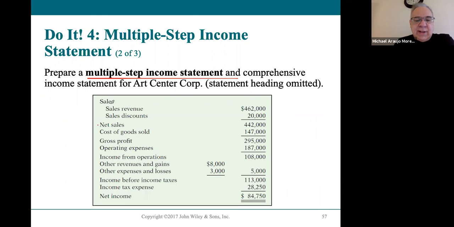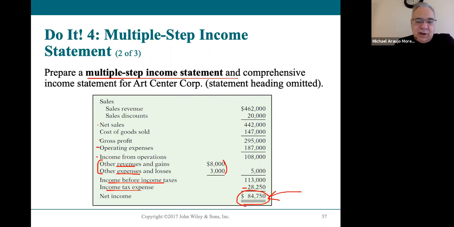Okay, net sales, sales revenue minus sales discounts, since there's no sales returns and allowances here. Subtract out cost of goods sold, you'll get gross profit. From the gross profit, you're subtracting out all your operating expenses to get your income or your profit from operations. Then you have to take into consideration all that other stuff that you do. So you're going to add in other revenue and gains, subtract out other expenses and losses. This means that this is going to add another $5,000 to your profit. So your total profit before your income taxes is $113,000. You take away 25% of that as your income tax expense. That rate was given to you, and your net income is $84,750. This you need to know how to do.